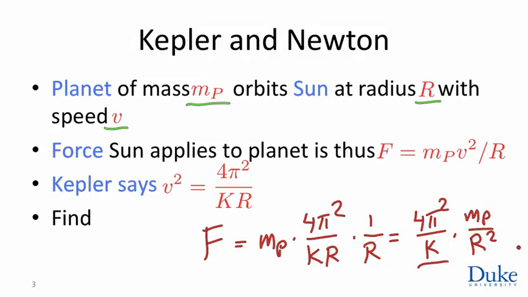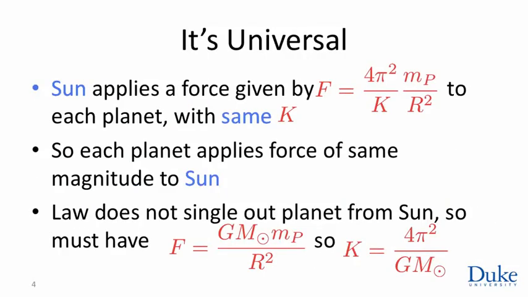remember, the idea was that it's all going to hang together, it's all going to be the same force. The sun applies a force given by this expression we found to each planet, and to all the planets it applies the same force, given by the same constant k. By Newton's third law, each planet applies a force of that magnitude, this precise magnitude, to the sun.